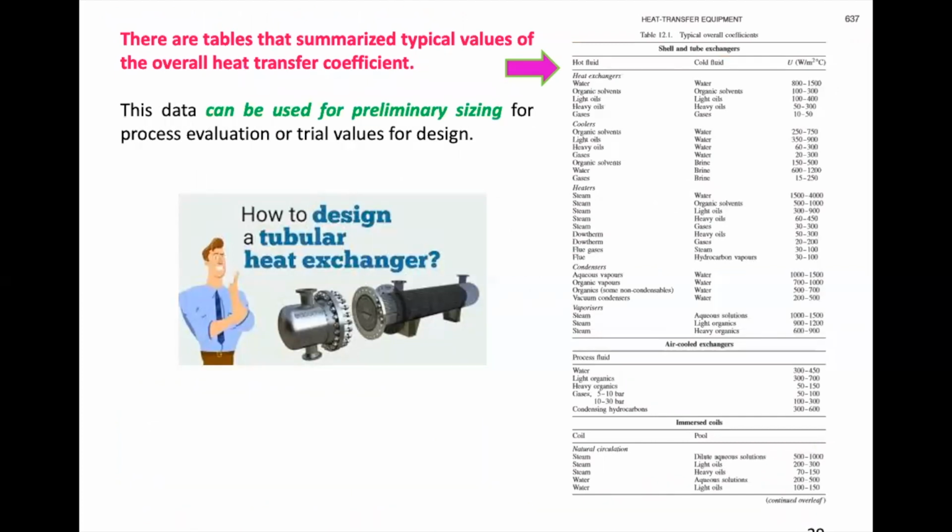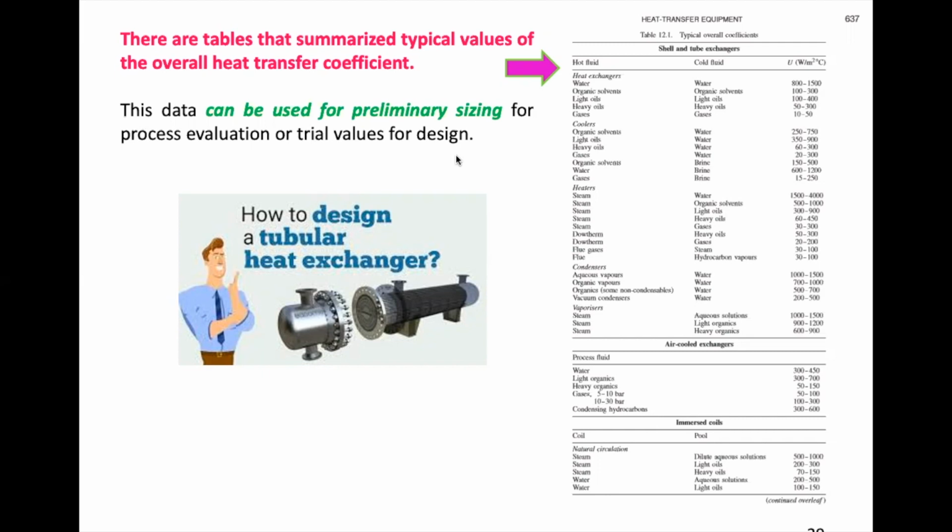So this overall heat transfer coefficient is so important for the design of heat exchangers. And actually, there are tables that summarize typical values of the overall heat transfer coefficient. You have this table in the notes I sent to you. It is Table 12.1, typical overall heat transfer coefficients. And this is only one page of that table. The table extends for pages, okay? And why do we have these tables of the overall heat transfer coefficient? Well, because this data can be used for preliminary sizing, for process evaluation, or as trial values for design.